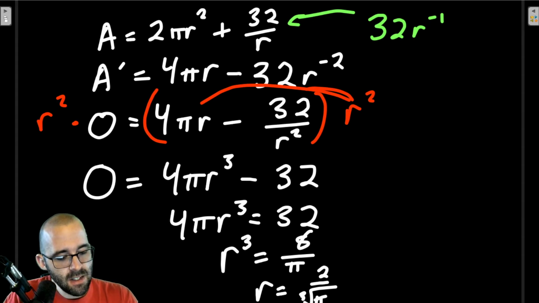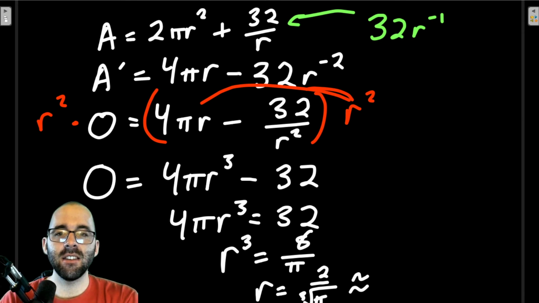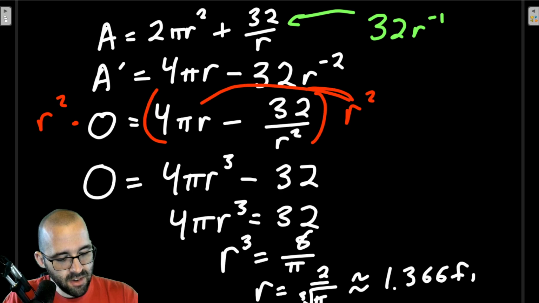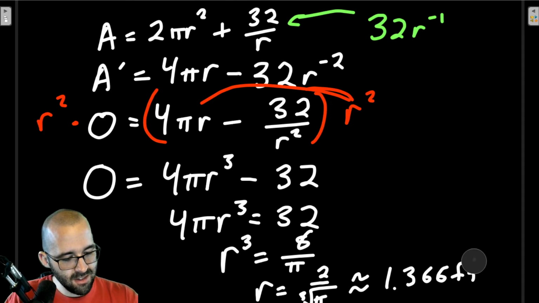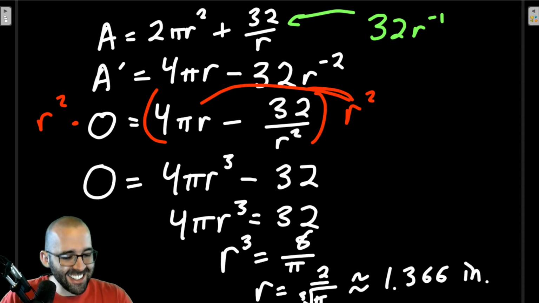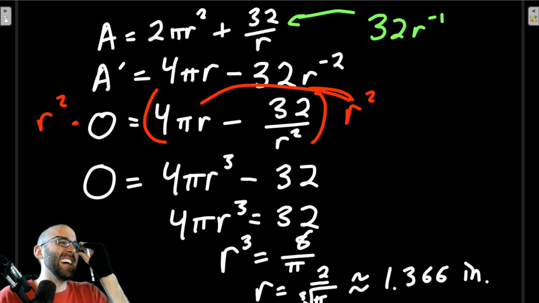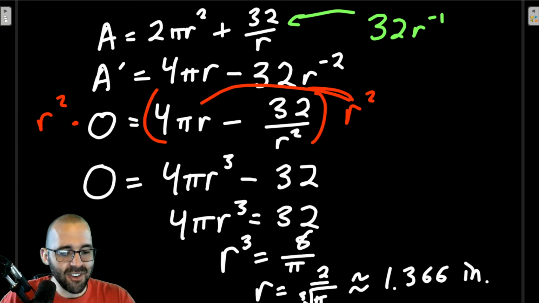All right. So 2 divided by the cubed root of pi is approximately 1.366. Are our units feet? No, inches. Seems like a really small... We got a can of soup with a radius that's 1.3 inches. I'm really nervous now. What have I done?